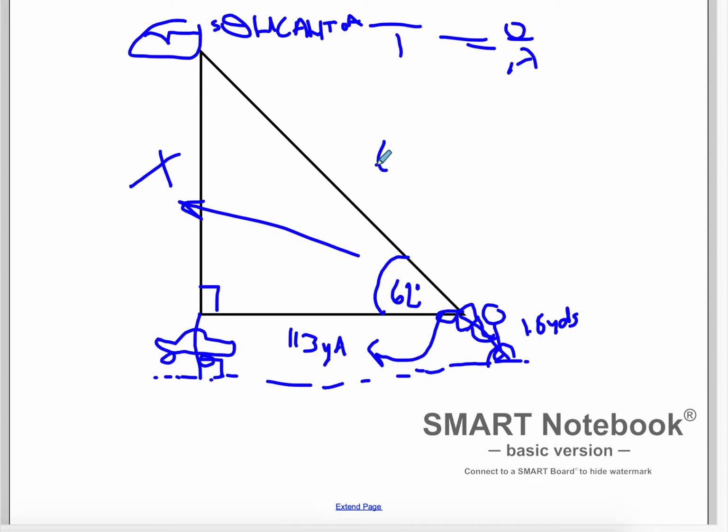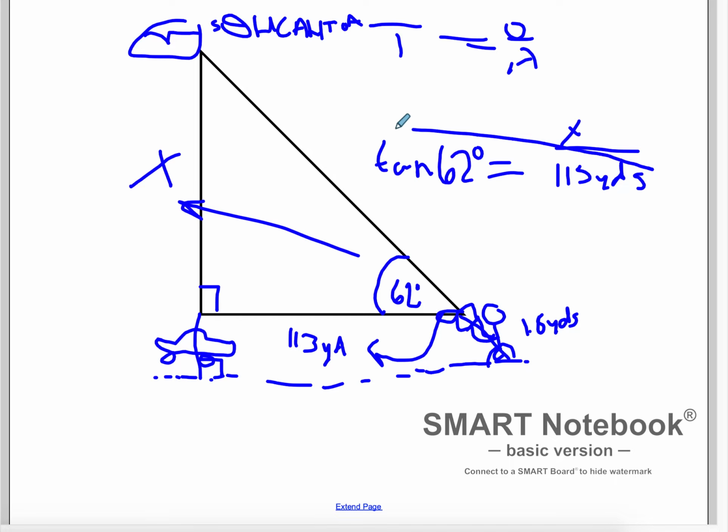So we're going to have the tangent of 62 degrees is equal to opposite, which is x, over 113 yards. Okay, and we're going to cross multiply, and we will get x is equal to 113 times the tangent of 62. So I'm just going to do that in my calculator. You can't see my calculator, unfortunately, but you know what to plug in there. 113 times tangent of 62 degrees, and you get 212.5. It's really 212.52, but we're not going to round up. So x is 212.5.